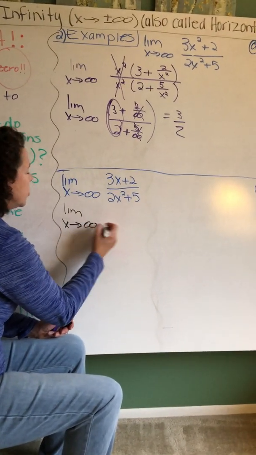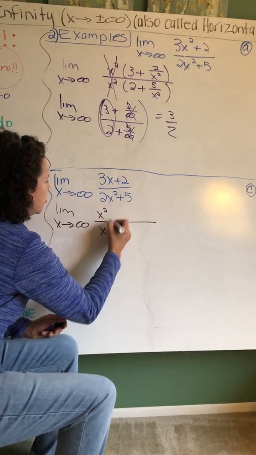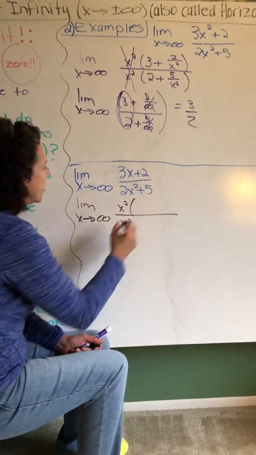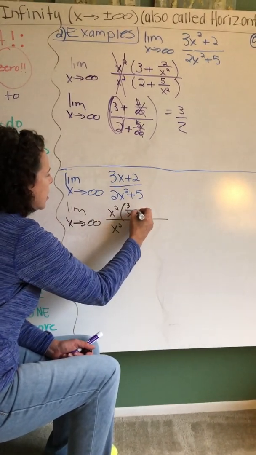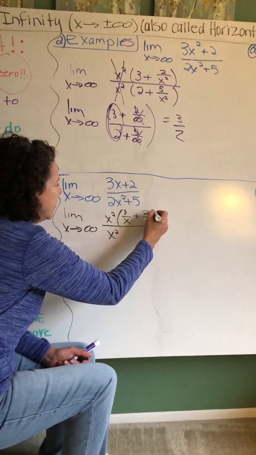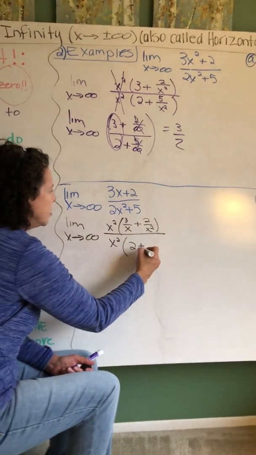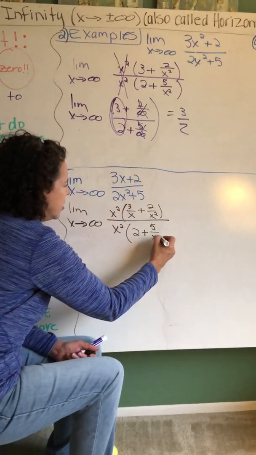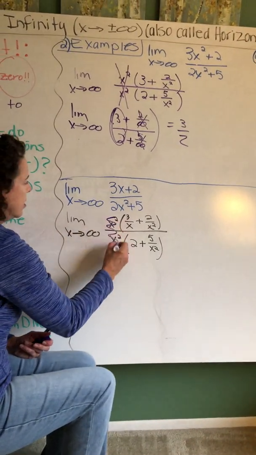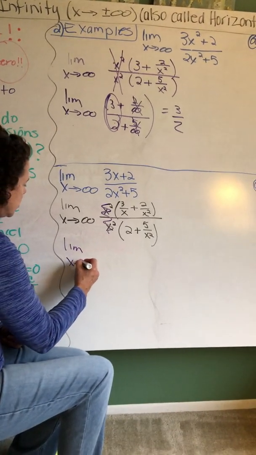The highest degree I see in this problem is x squared. I'm going to factor it from the numerator and denominator. From 3x, when I factor out x squared, is 3 over x. 2 would be 2 over x squared. From the denominator, I would have a 2 plus 5 over x squared. Notice again our logic here of canceling those x squareds, and the limit as x approaches infinity.